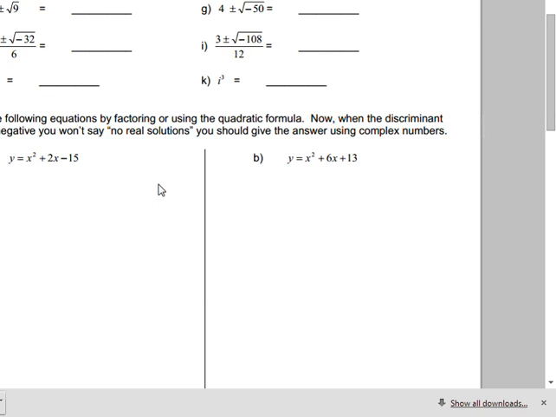Part A, solve the following problems by factoring or using the quadratic formula. Now when the discriminant comes out negative, you won't say real solutions. You'll give the answer using complex numbers. So again, most of these are going to have like plus and minus the square root of -6 or something. So you'll just have to have your answer have an I in it like the ones we were just doing.